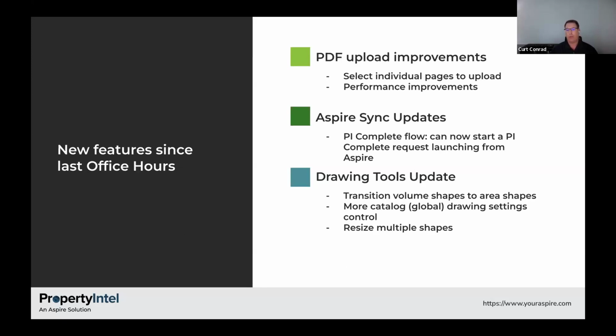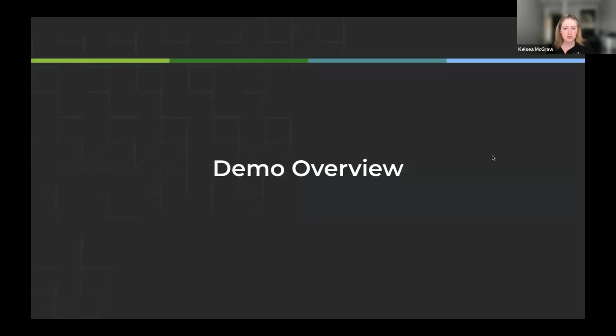And then with the Aspire Sync updates, you can now start a PropertyIntel Complete, a done-for-you measured property request, right within Aspire. And last, we've got updates to our drawing tools. You're going to see volume shapes, the area shapes. Josh is going to show you the detail on that. Being able to add more drawing settings into the catalogs and gain greater control there, and then resizing multiple shapes, which is going to come in handy for a number of use cases. Awesome. Thanks, Kurt. And we will pass it off to Joshua for the demo.